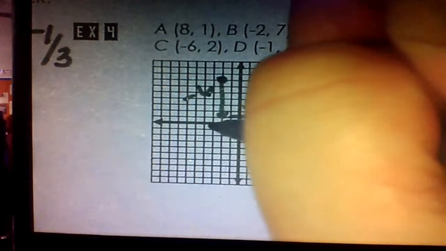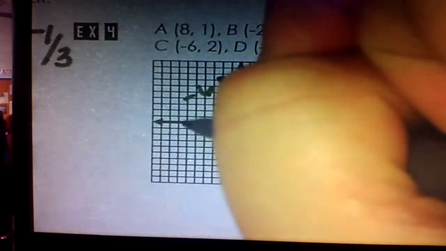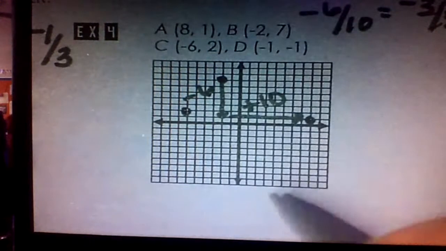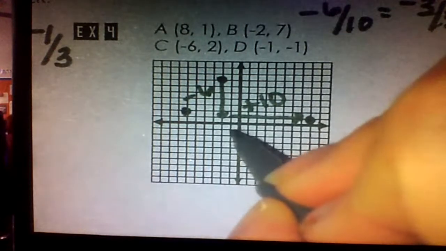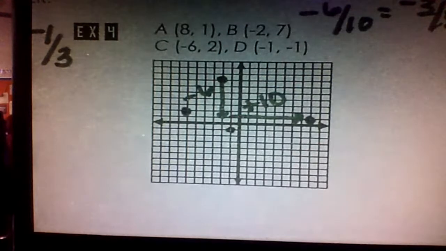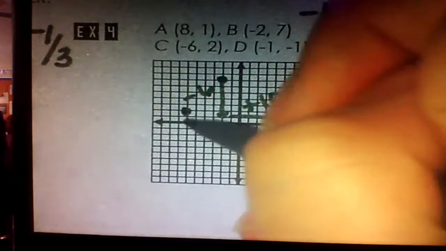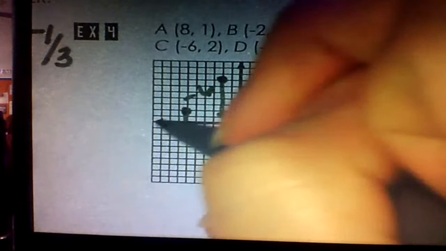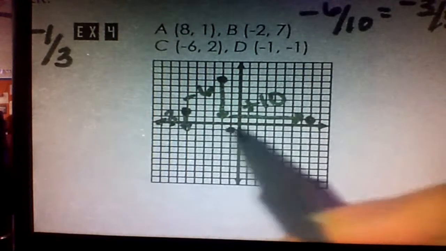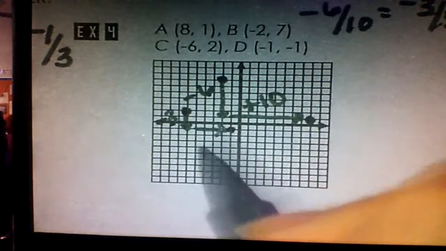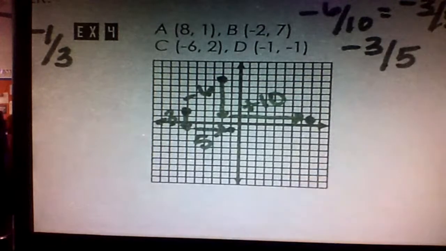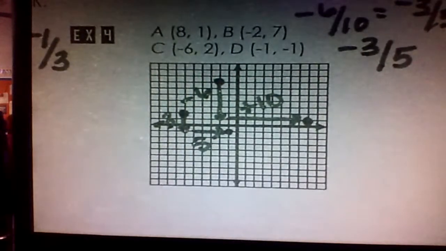Negative 6, 3, 4, 5, 6, 2. And negative 1, negative 1. So we're going down by 3 and across by 1, 2, 3, 4, 5. Same thing. So same thing, negative 3 over 5. So yes, these are parallel.